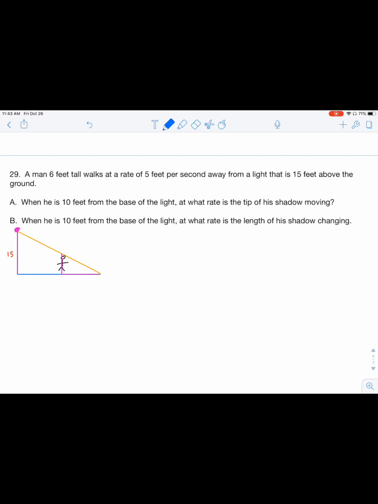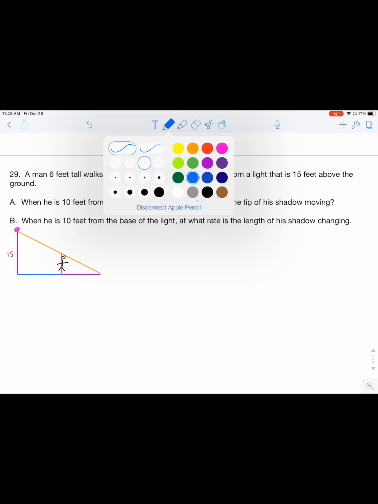So we're going to take from section 2.6, we're going to solve number 29. So the person who's walking, this man who's walking away from a light post and he's casting a shadow. So in part A, they're saying when he's 10 feet away from the base, what is the rate at which his shadow is moving? So there's part of this that's hard to see here: there's really two pieces to this, the rate of change of his shadow.